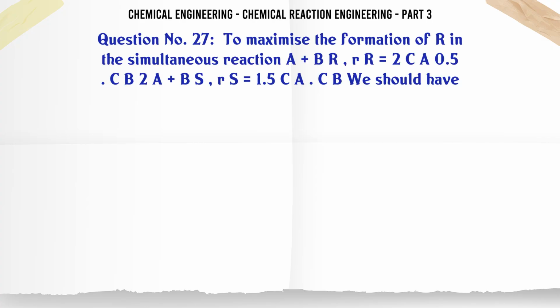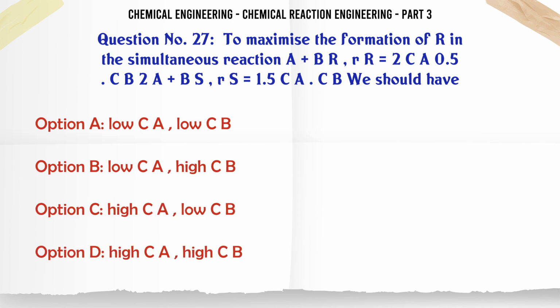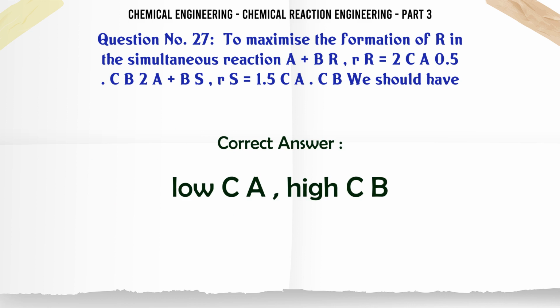To maximize the formation of R in the simultaneous reaction, A. 0.5, B. 1.5 CA, CB should have A. low CA, low CB, B. low CA, high CB, C. high CA, low CB, D. high CA, high CB. The correct answer is low CA, high CB.